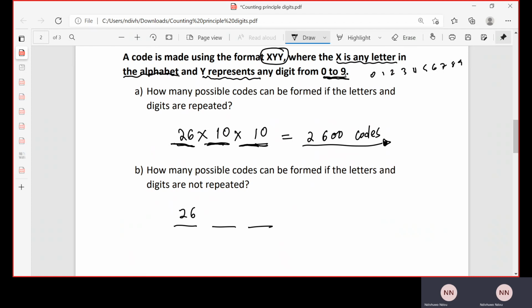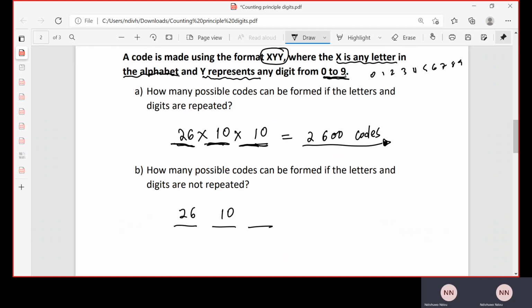Great. So let's move to this other position. Y represents the digit from 0 to 9. So in this position, how many choices of digits do you have? You can choose 0, 1, 2, 3, 4, 5, 6, till 9. So you have 10 choices.